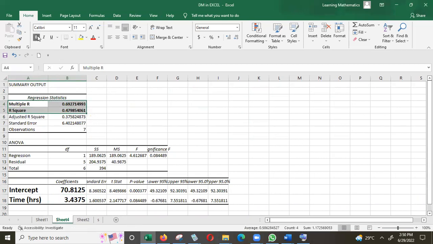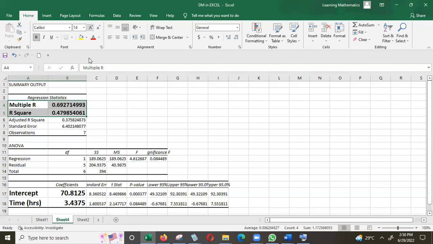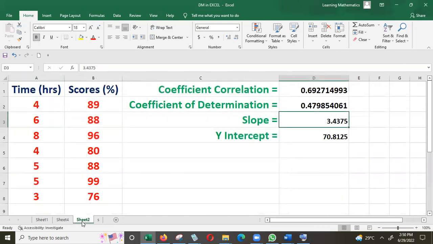And the correlation coefficient and the coefficient of determination, here they are. So we can get those values and other important statistical parameters that we don't really need yet. So here we have those 4 values. The slope is 3.4375. It means that with every 1 hour that you study, your score increases by 3.4375. That's what the slope means.